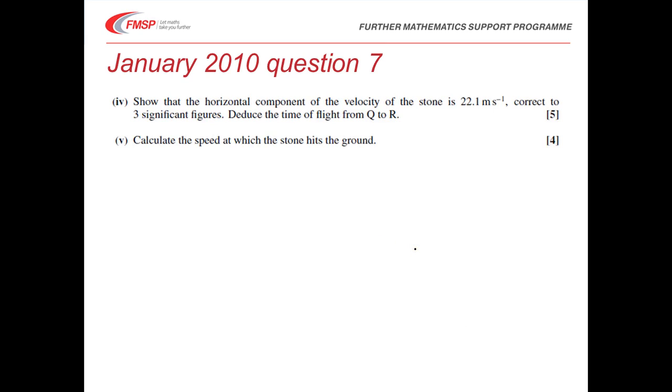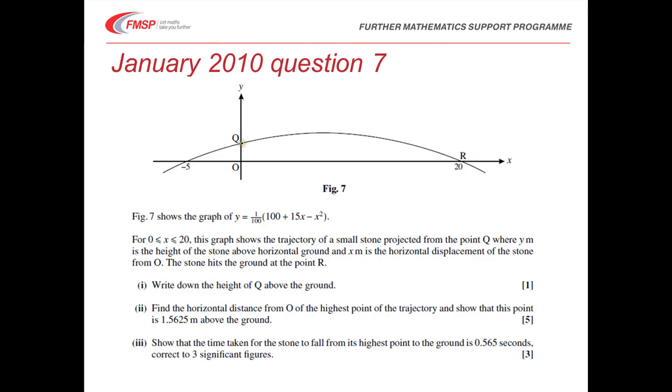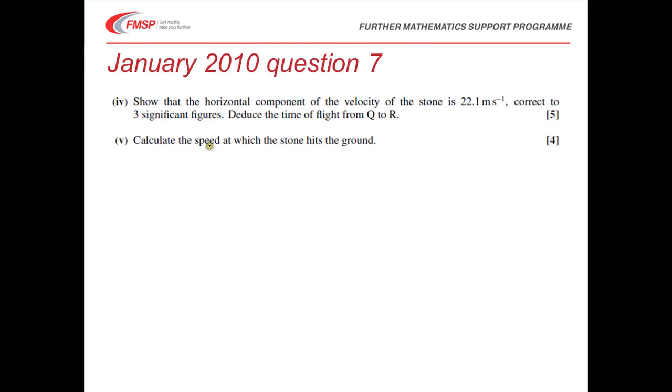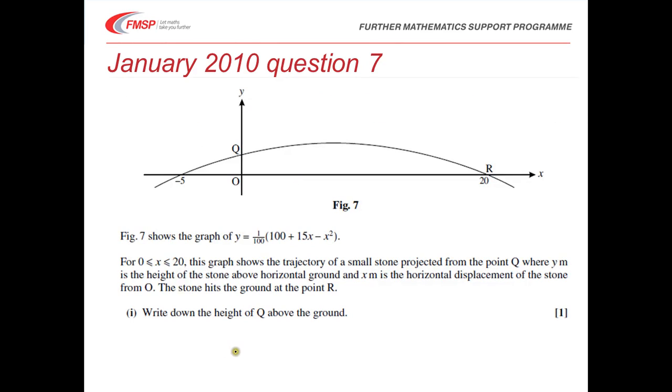We then have to show that the horizontal component of the velocity is 22.1 and use this to work out the time of flight from Q, where the ball is thrown, to R. Finally, we have to work out the speed at which the stone hits the ground. So there's quite a lot to do in this question. It's quite a long question. So let's get started with part 1.